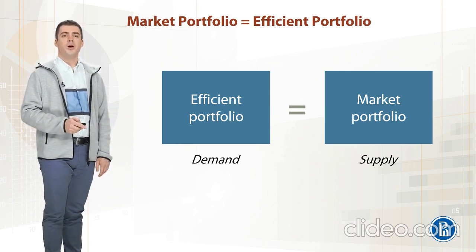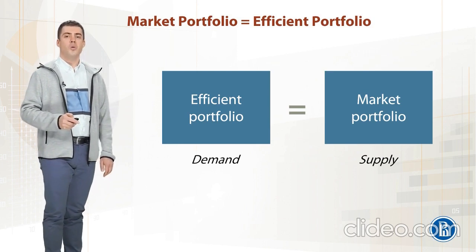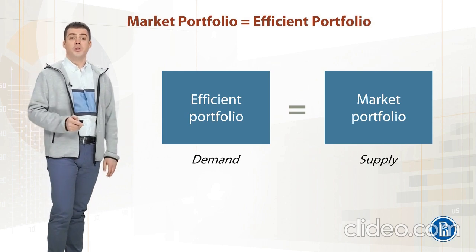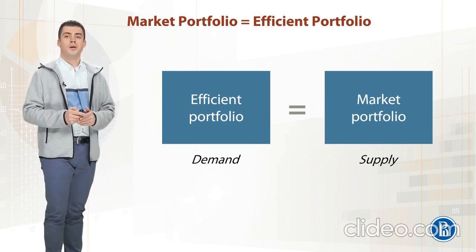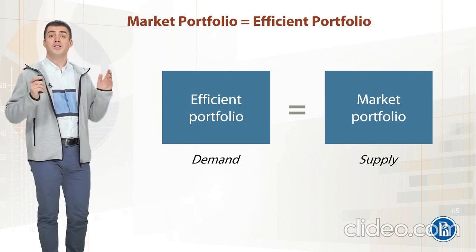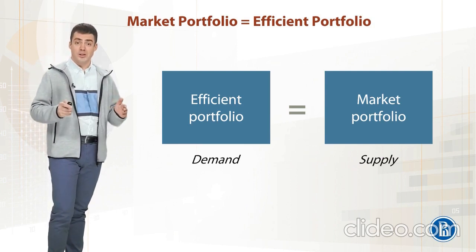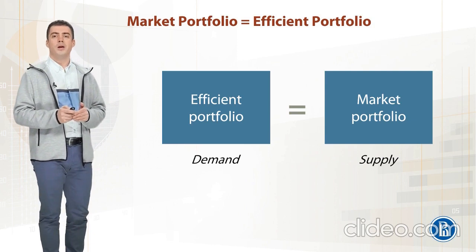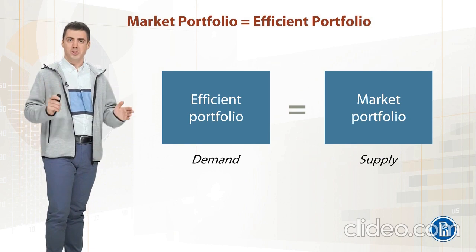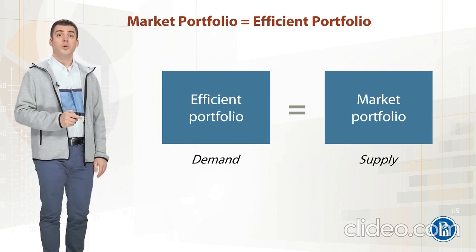If a security were not a part of an efficient portfolio, then no one would be holding it, and the demand for this security will fall. The security's price will fall, causing its expected return to rise until it becomes an attractive investment. In this way, prices in the market will adjust so that the efficient portfolio and the market portfolio coincide and demand will equal supply.